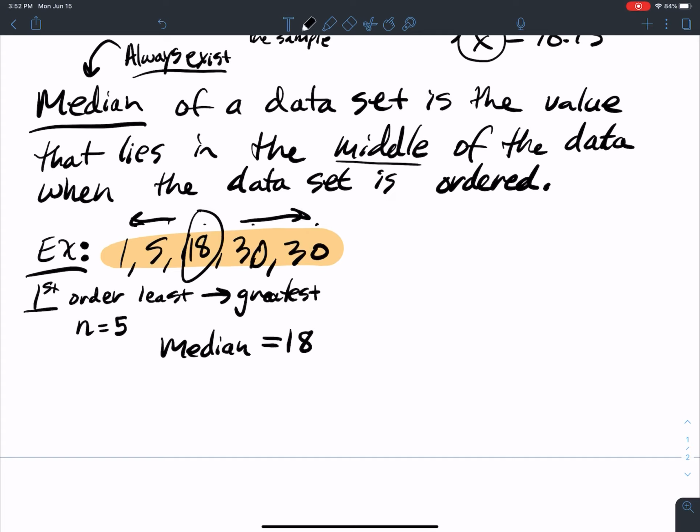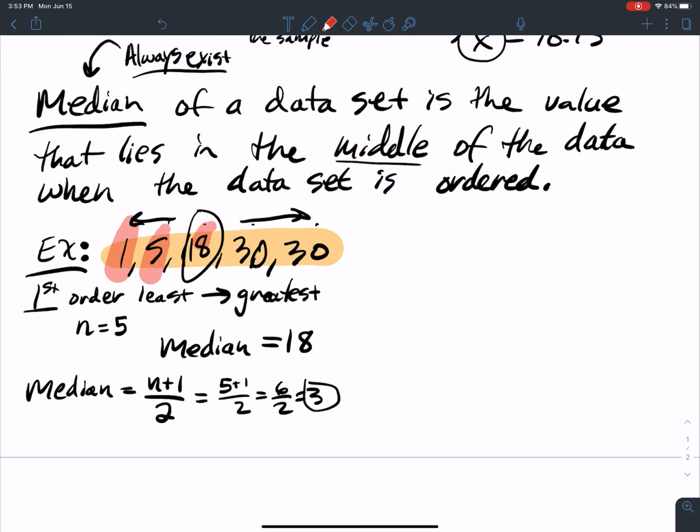Now there's a trick here to get the median. The median is at position n plus 1 divided by 2. Okay? So n is how many there are. There were 5, so that's 5 plus 1 divided by 2. That's 6 over 2, which is 3. Now what does the 3 tell me? That tells me that I'm looking at the first, second, third number. So the third number is my median. Okay, so that's why it lines up like it does here.